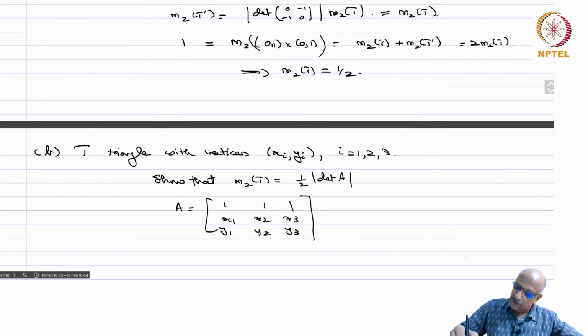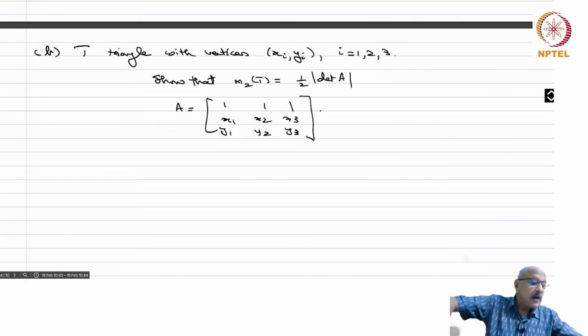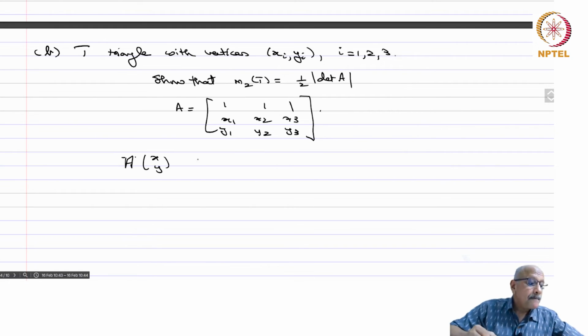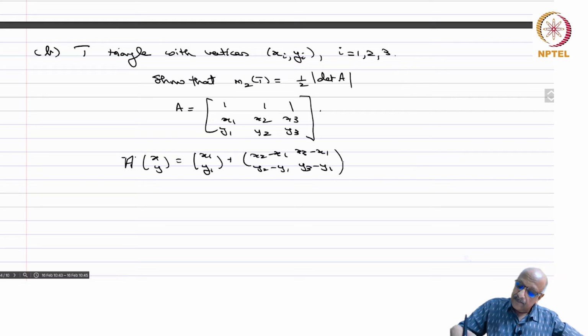So this formula you would have been taught when you did analytic geometry: given the 3 vertices, how to find the area of the triangle. So we are going to formally prove this formula here. Again we use the same trick as the previous exercise part. So we define T of A of (x,y) equals (x1, y1) plus the matrix with rows (x2 minus x1, x3 minus x1) and (y2 minus y1, y3 minus y1) times (x,y).